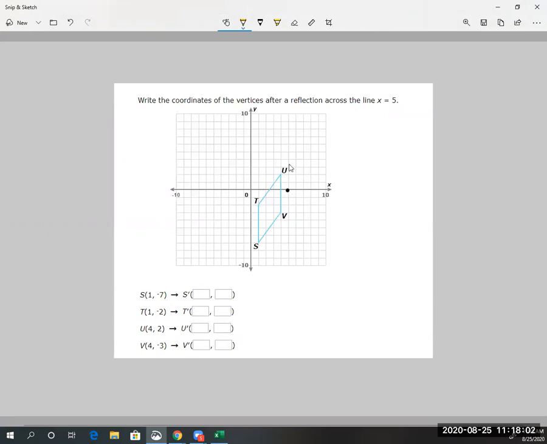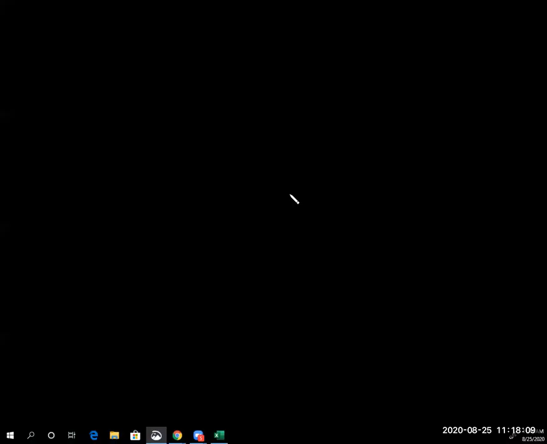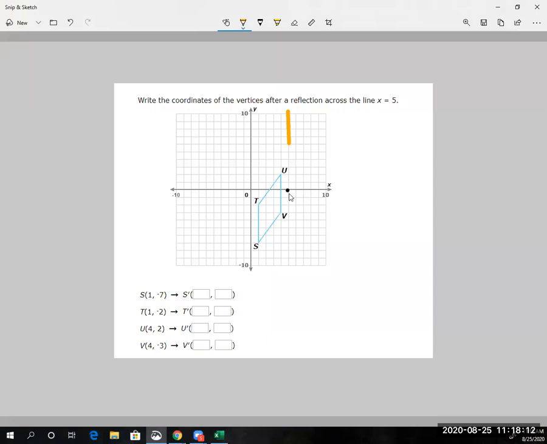Let me change that color. So this line you're reflecting across, and that's straighter than it actually is. That is actually not straight at all. Okay, so now to know how to do this, you really just want to see, you want it to reflect, if you were to fold on that line, it would look exactly the same on both sides. So like a mirror image.